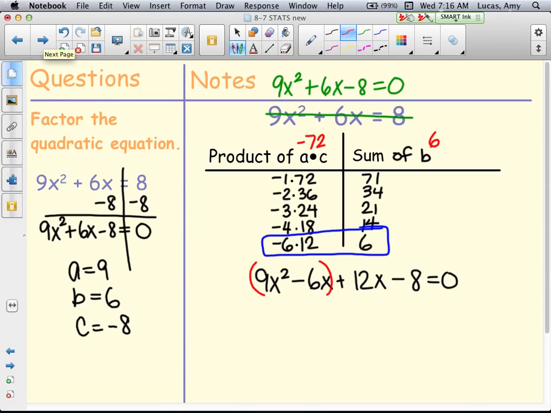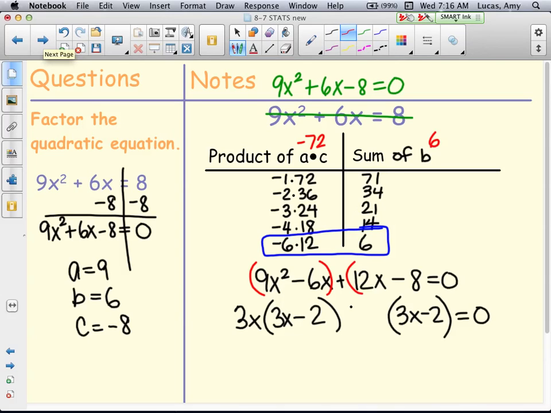I can group these together. Their greatest common factor, I can divide both numbers by 3. So 3x. 3x times 3x is 9x squared. Minus 3x times 2 is 6x, negative 6x. So I need to match my 3x minus 2 over here.